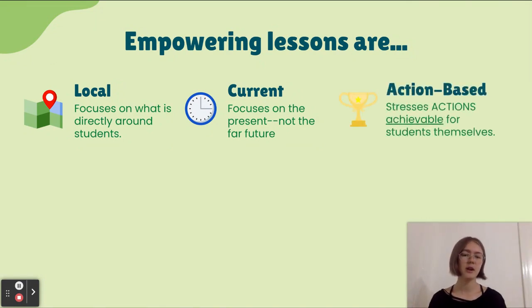Next, empowering lessons are action-based. They stress actions that are achievable for students themselves. So this means focusing on actual things students or people they know, friends, family, community members can go out and do that are feasible and that show the real difference that students and those around them can make. This means not just focusing on things like the science. The science is incredibly important, obviously, when talking about climate issues, theoretical ideas or other really big, broad ideas.